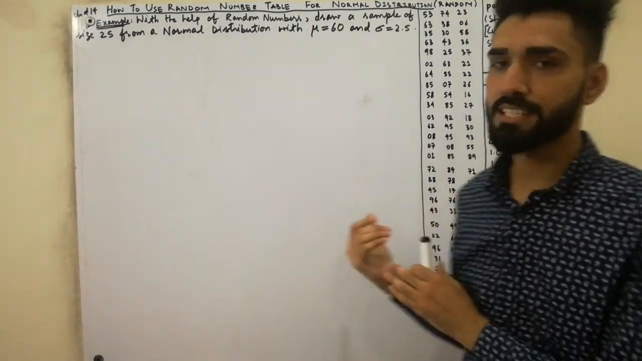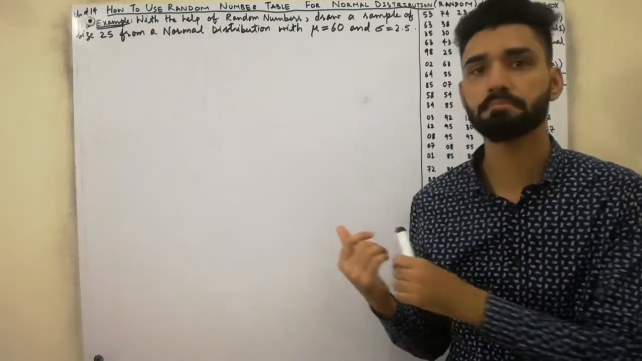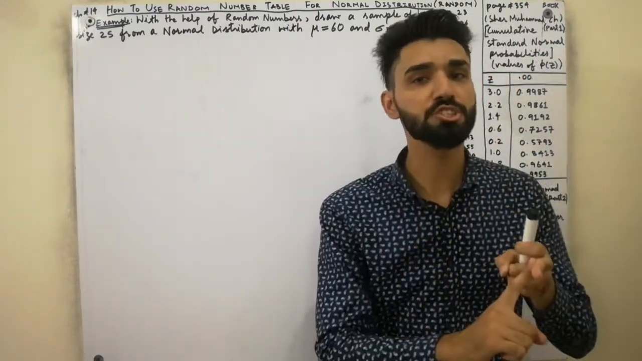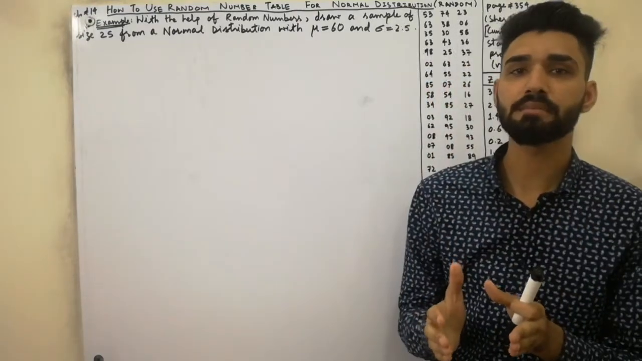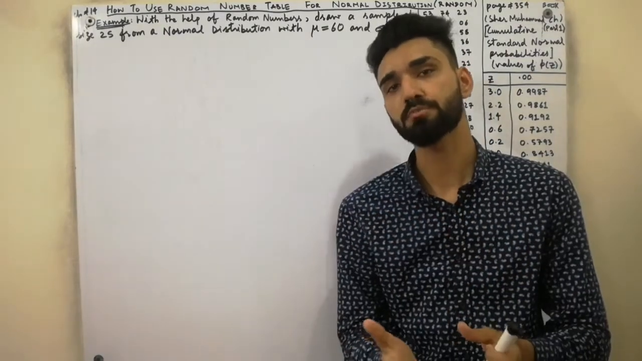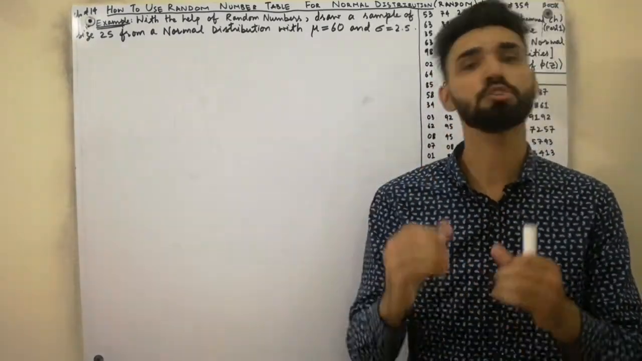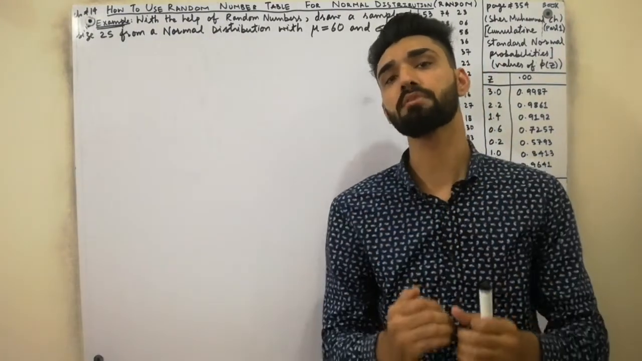That's the last lecture of using a random number table. How to use random number table for binomial distribution. How to use random number table for Poisson distribution. I have already discussed. Must watch these lectures also, which are available in the description below the video.